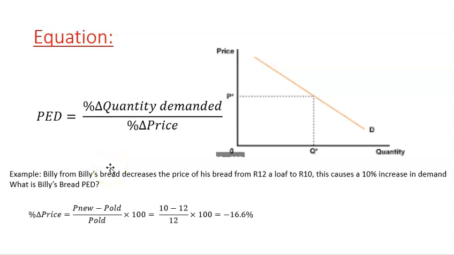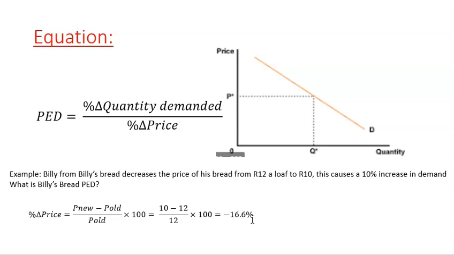This is an equation that you guys should be very familiar with, guys. It's very, very simple. You're going to use it a lot, guys. So if you haven't seen this equation before, learn it. You guys are going to be using it a lot. Okay, and then if we substitute our values, our new price is 10 Rand, so we go 10 minus our old price 12 Rand over 12, because that's the old price, times 100, we get negative 16.6%.